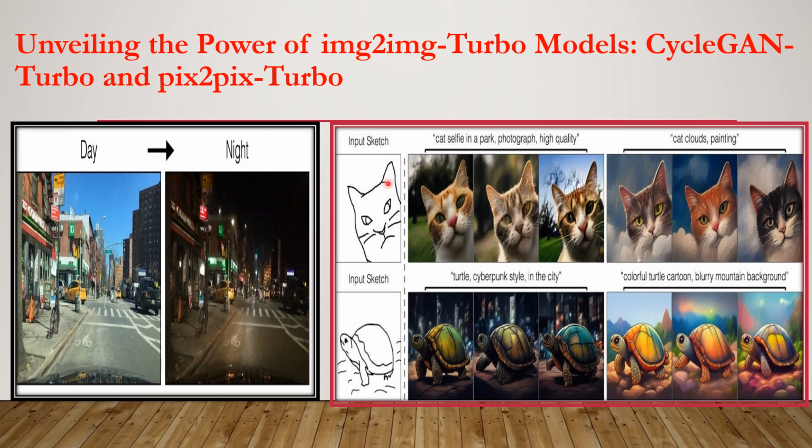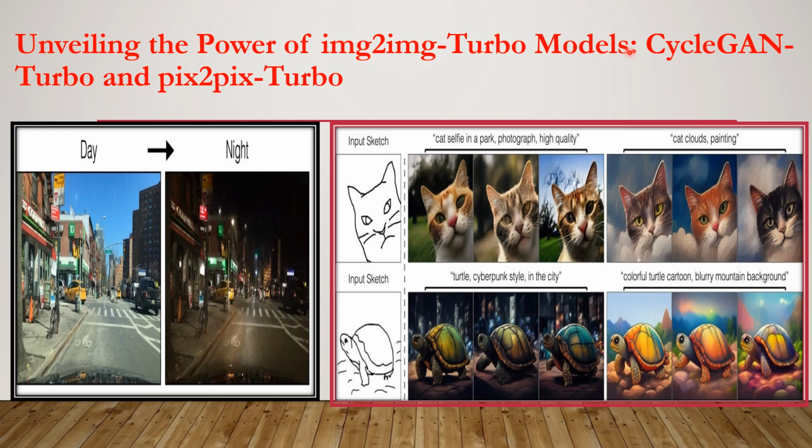So Image to Image Turbo basically offers two distinct model configurations. First is Cycle GAN Turbo and second is Pix to Pix Turbo, which are tailored for specific image translation scenarios. So let's first understand Cycle GAN Turbo. This model excels at unpaired image translation, where the training data consists of an image set from both source and target domains, but they lack explicit one-to-one correspondence between images. For instance, Cycle GAN Turbo can effectively translate images from day to night or vice versa.